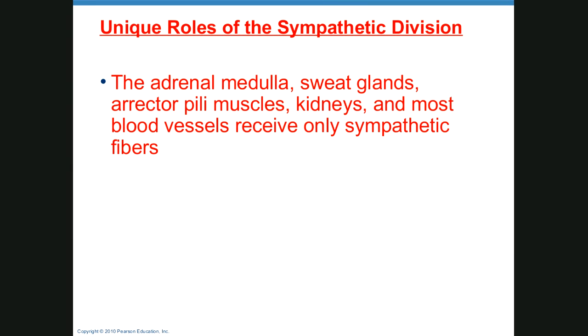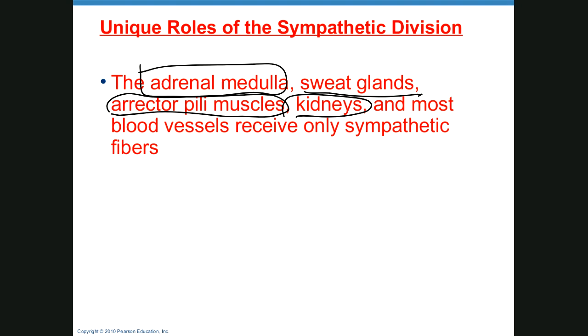So we said that blood vessels are innervated exclusively by the sympathetic nervous system. For the most part, there's just a small exception that we're going to see next semester. But for the most part, you can think of all blood vessels for now as having only sympathetic innervation. Other organs that have exclusive sympathetic innervation will be the adrenal medulla, sweat glands, the arrector pili muscle of the hair in the skin, kidneys, and most blood vessels. We talked about most blood vessels already.